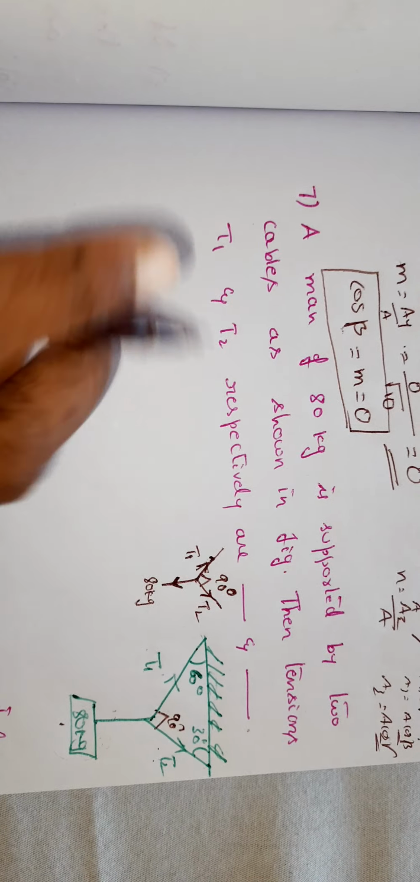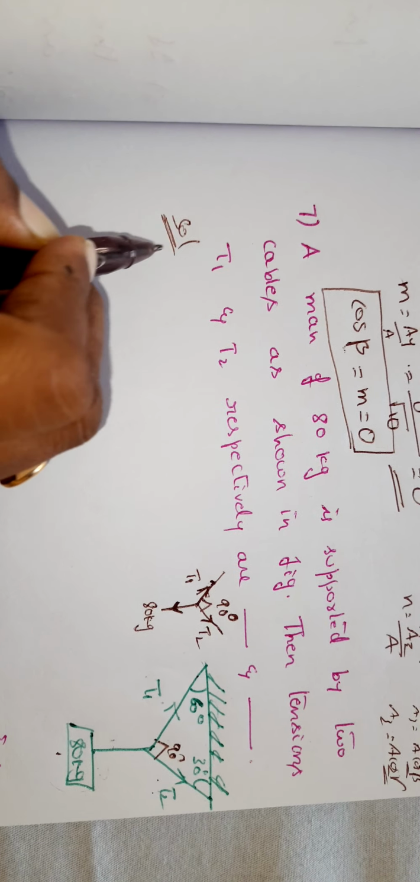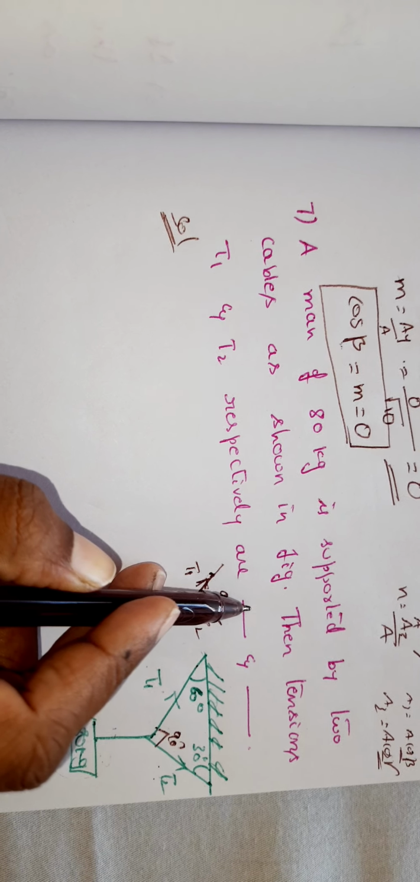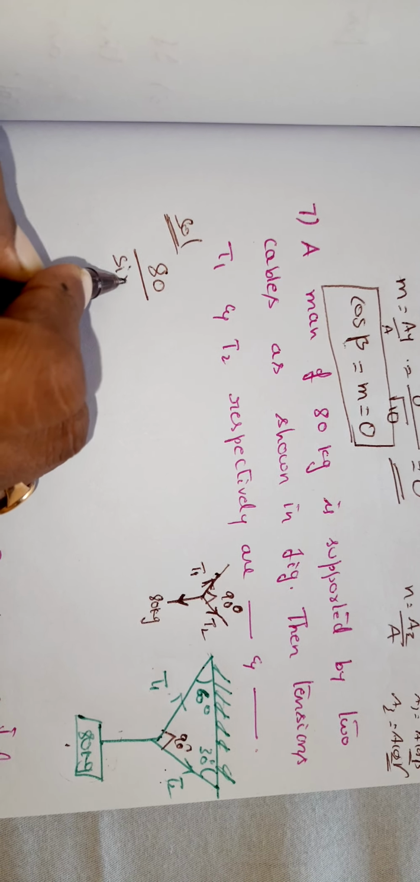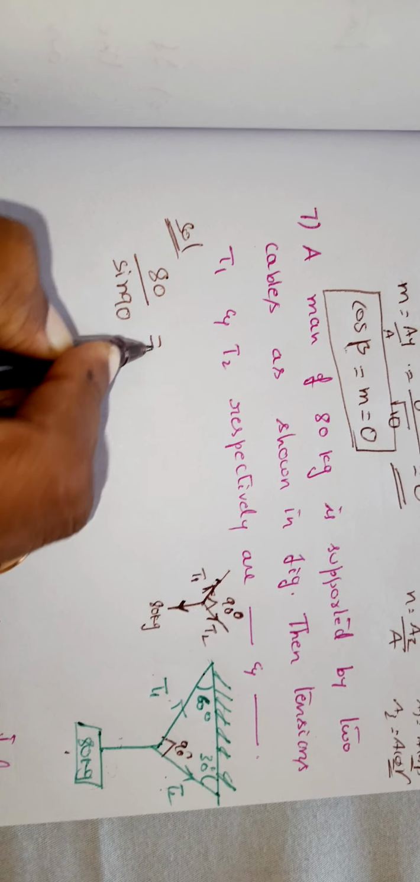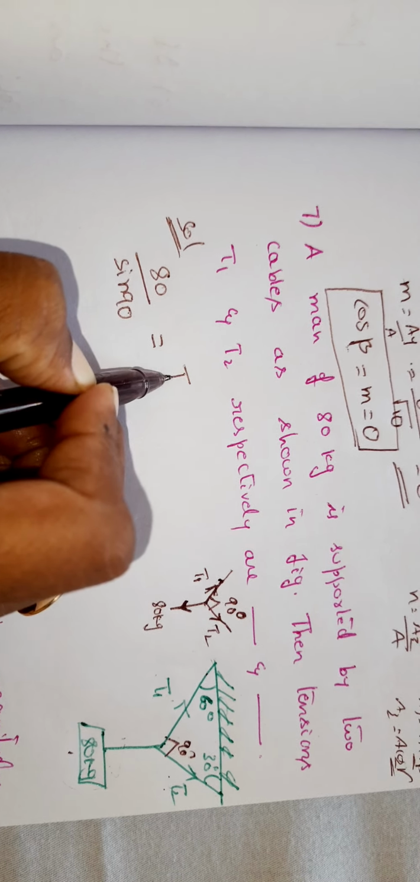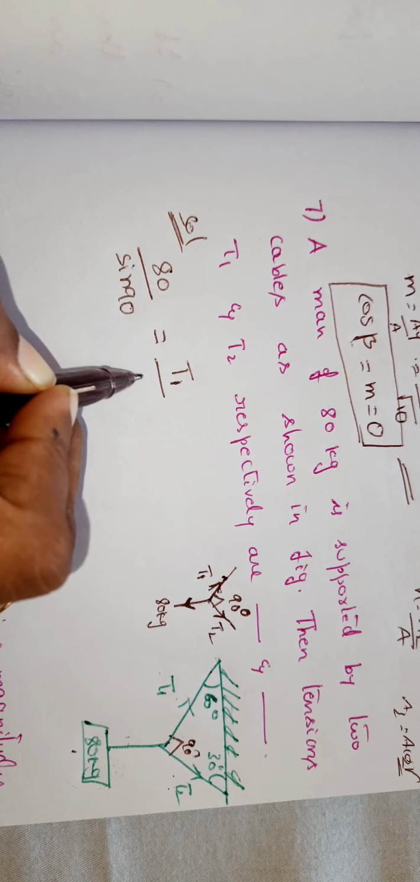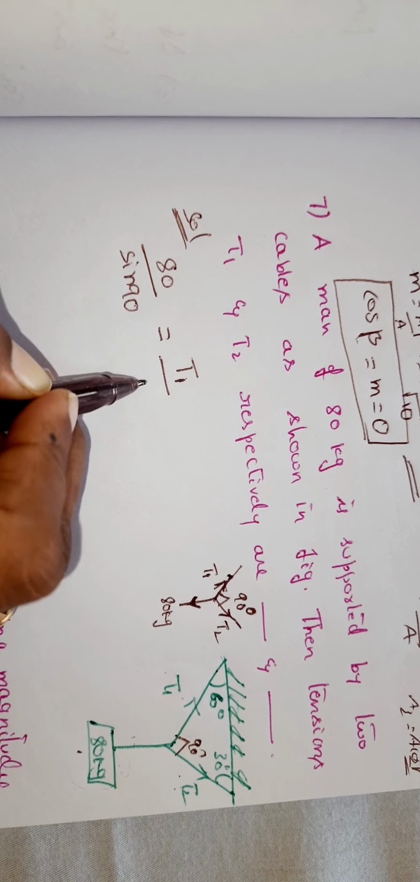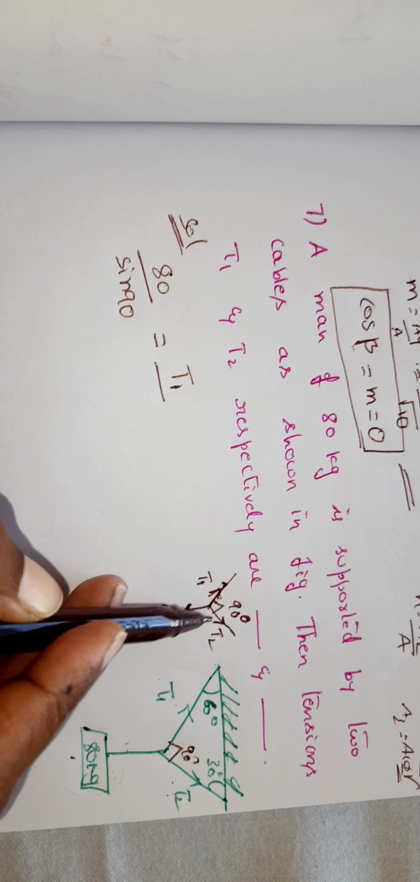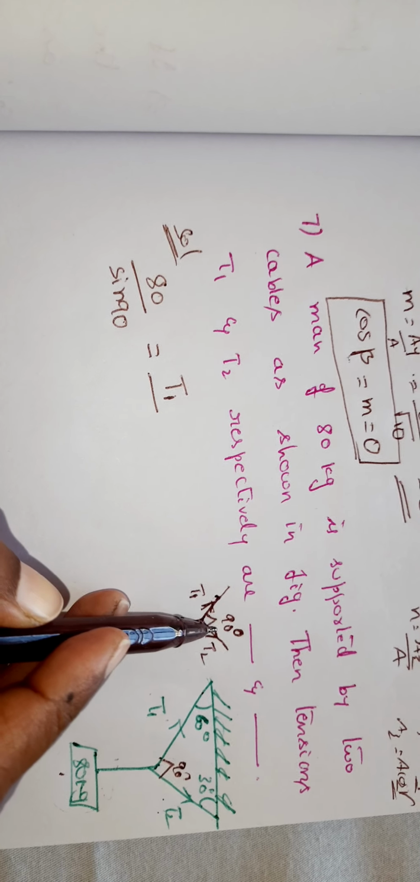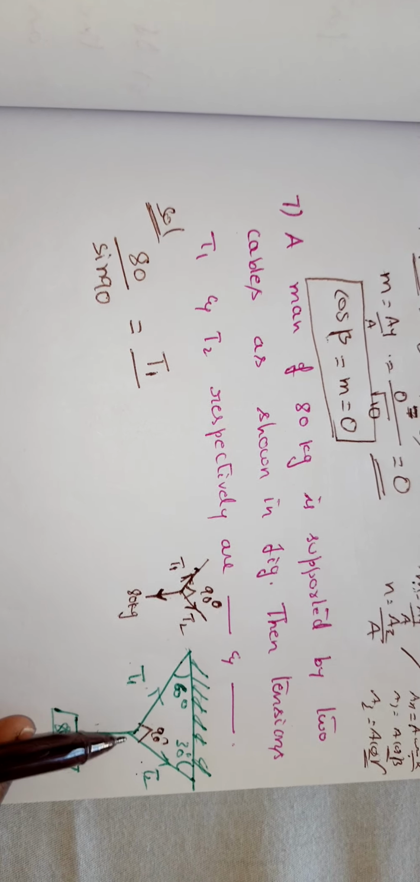So therefore, I will write the first part of the Lami's theorem. A by sine alpha. So I am writing it as A by sine 90, which is equal to T1 by, I want sine of the angle. Which angle? Opposite to this. That means between T2 and weight. Between T2 and weight. How am I going to do?